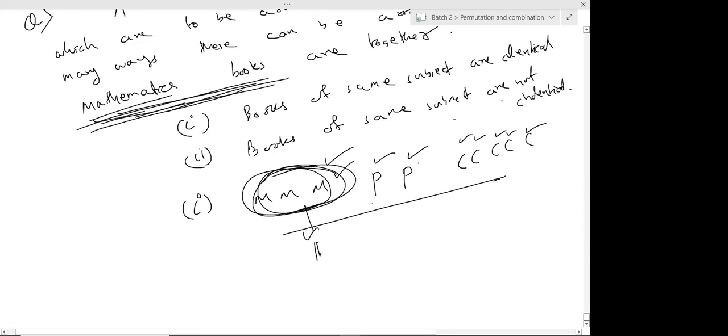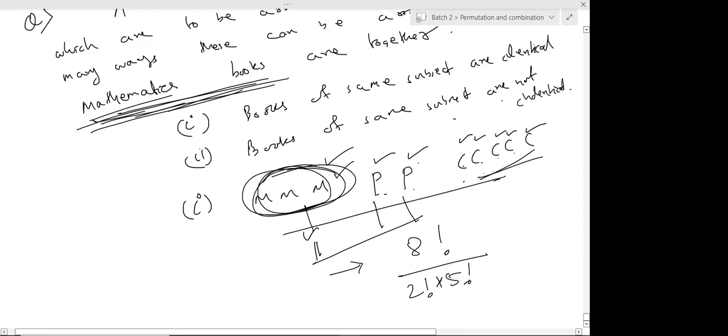Now this is one unit, and the others can be separated. So 5 of these and 3 of these, so 8 things to be arranged. So 8 factorial. But 2 P's are seen, so divided by 2 factorial. 5 C's are seen, so divided by 5 factorial. This will be the answer of the first part.